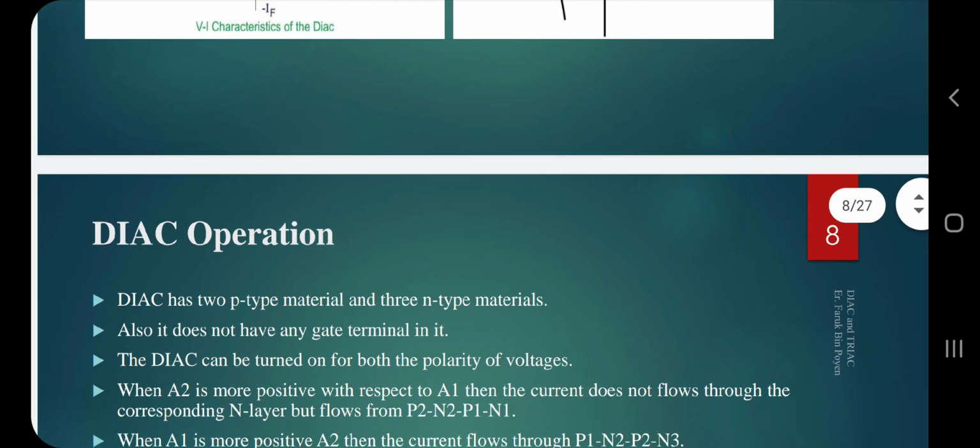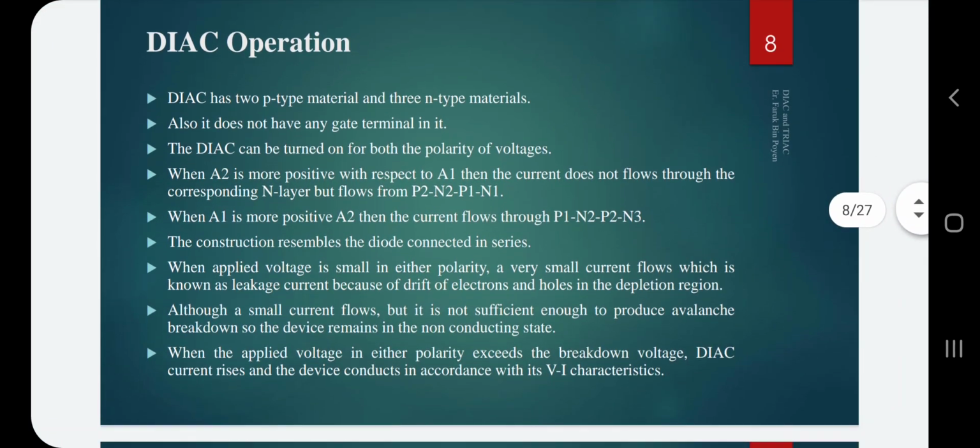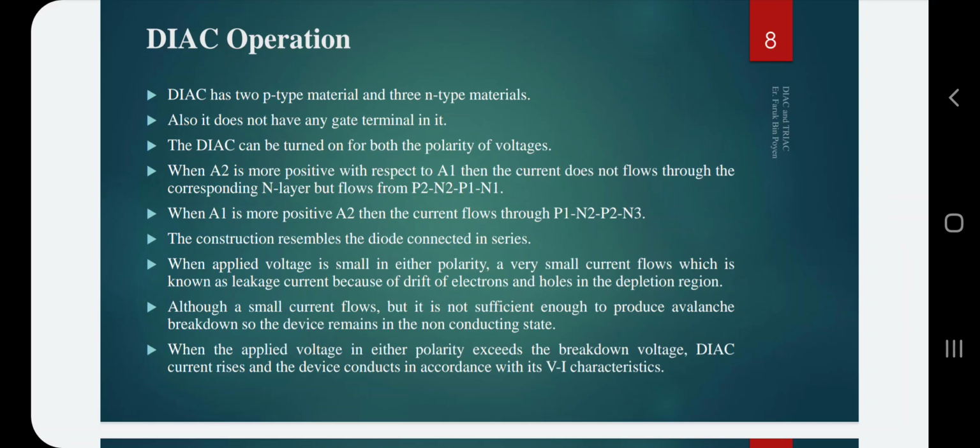Now coming to DIAC operation. Here basically 2 p-type materials and 3 n-type materials are used. Then a very important thing is that it works in both half cycles. It will work in the positive quadrant, that is the first quadrant and third quadrant operation. And why is this device required? It is required for triggering a TRIAC.